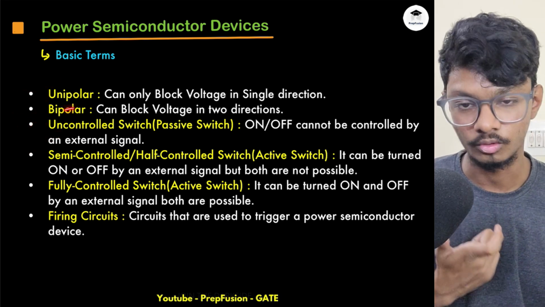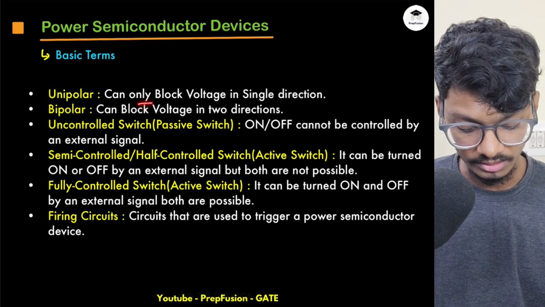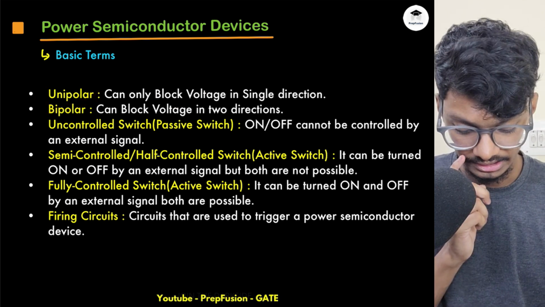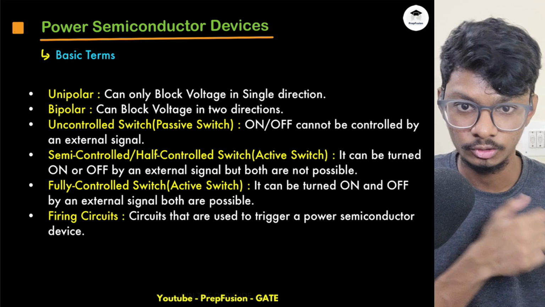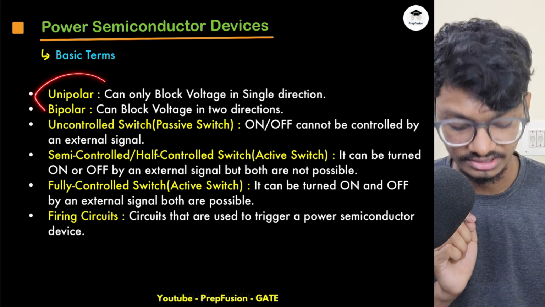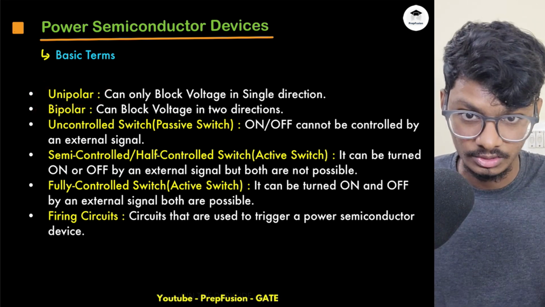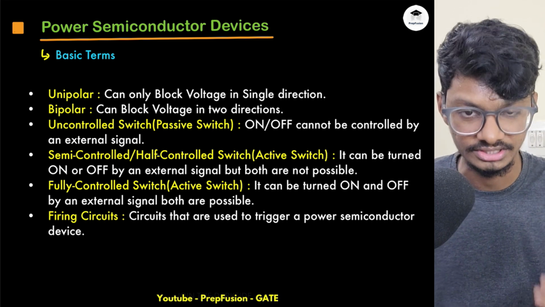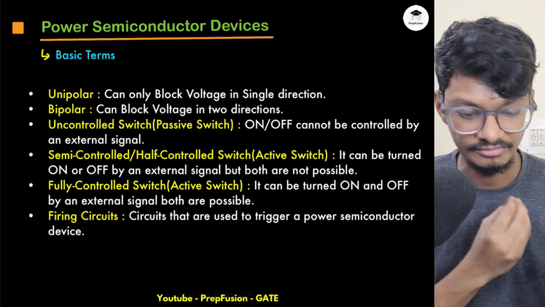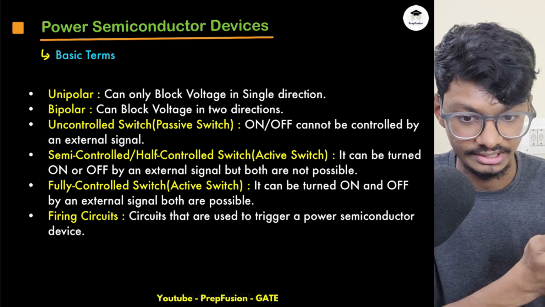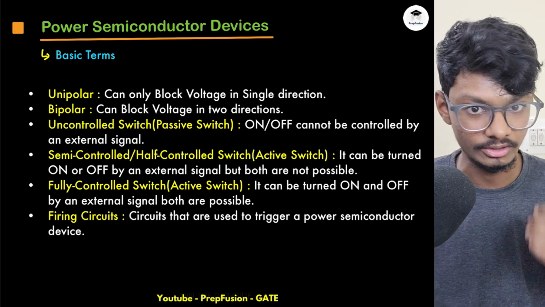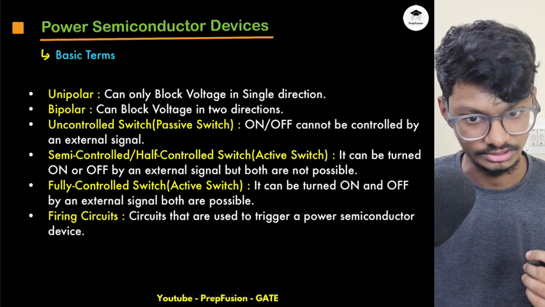So the first term is unipolar. What does unipolar mean? Unipolar means it can only block voltage in a single direction. Sometimes unipolar can also be described as: in this type of device there is only a single charge carrier. Only one type of charge carrier is present in unipolar devices, not two. If you don't understand charge carriers, or majority and minority charge carriers, I have given the prerequisites. You have to go and watch the prerequisites. There all the things have been explained: charge carriers, what we mean by majority charge carriers and minority charge carriers. Obviously I will also explain here, but not in that much depth because I don't want to waste your time. You have to go to the prerequisites.